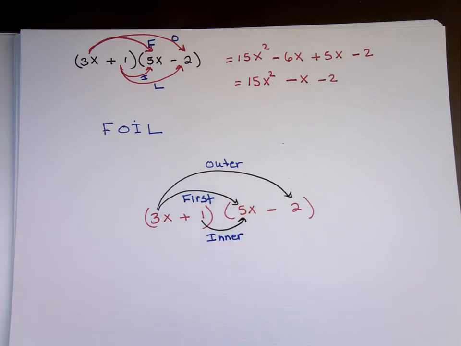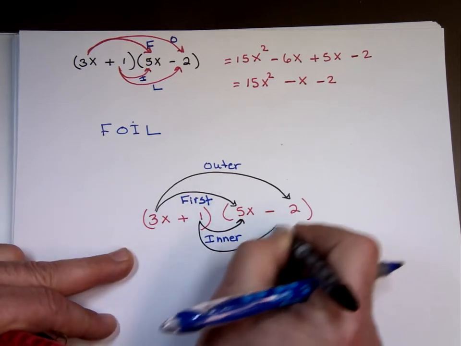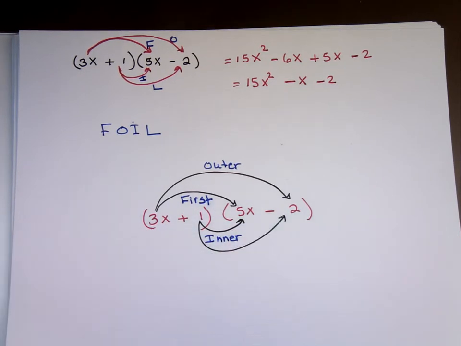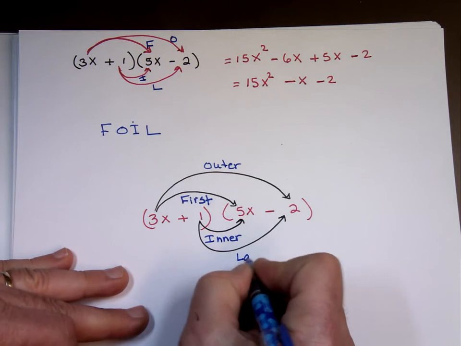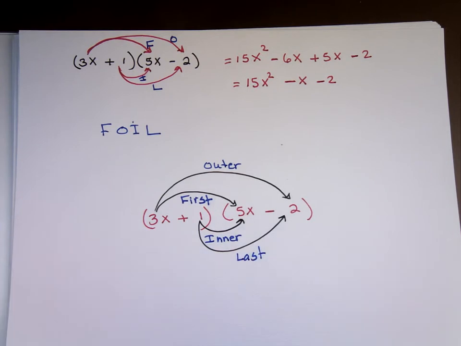And the last thing we did, we took this times that, and that's what? The last. First, outer, inner, last. Some people call it first, outside, inside, last. The FOIL. You hear the word FOIL a lot.